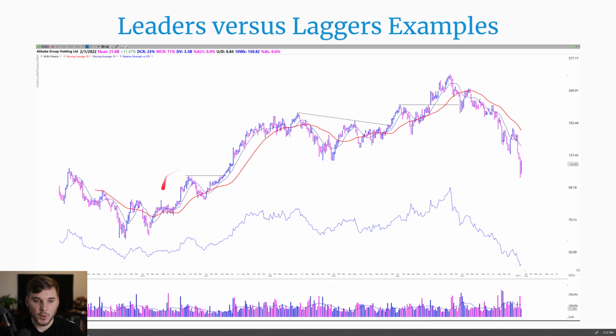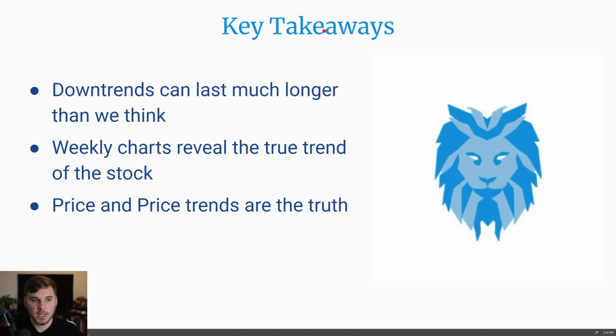So focus on stocks in stage 2 uptrends right here. That is when the big money is made, as I've said before. And once the stock enters a stage 4 decline, nobody knows how long this will last or how far down it will fall. So with that said, here are some key takeaways.